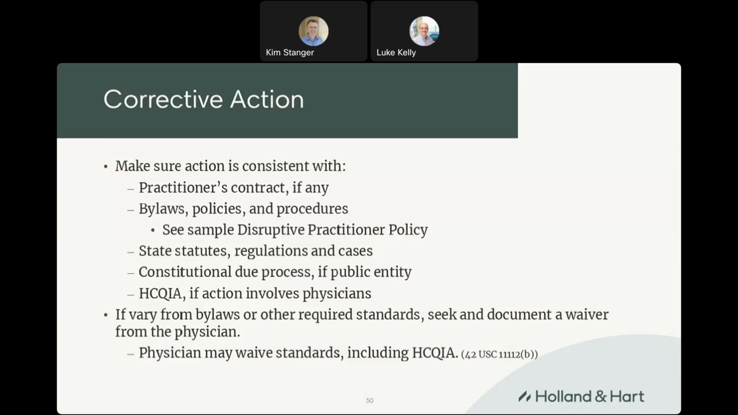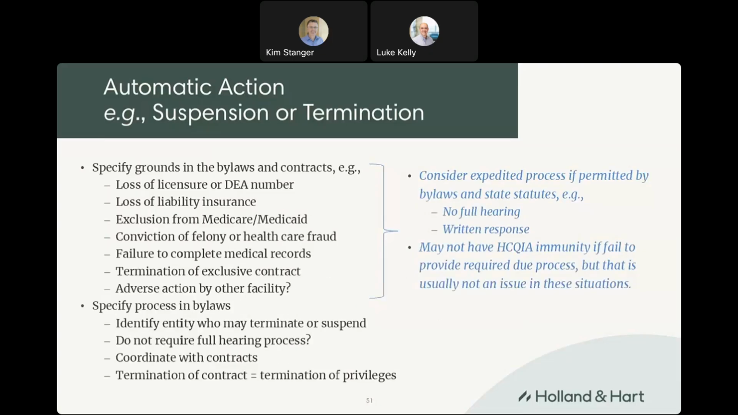When you're thinking about corrective action, make sure whatever action you're proposing is consistent with the practitioner's contract, if they are contracted with you, your bylaws, policies, and procedures, state statutes, regulations, and cases, constitutional due process if you're a public entity, and HCQIA if it involves physicians. If you are going to vary from those standards, the physician can usually waive that, but you're going to want to secure that waiver in writing.